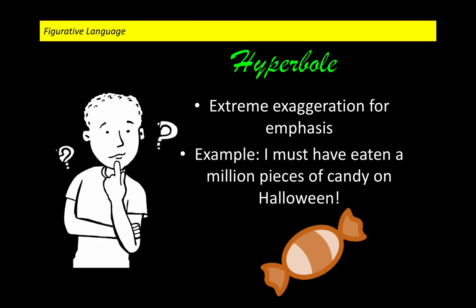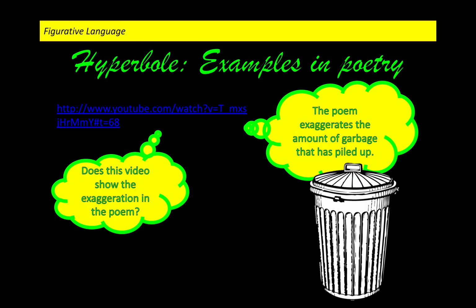And the last part that we're going to talk about is hyperbole. This is extreme exaggeration for emphasis. So for example, right now you could probably say, I have 1,000,000 assignments, because I know this is really overwhelming, but you probably really don't have 1,000,000 assignments. I have eaten 1,000,000 pieces of candy on Halloween. We're going to watch one more video that gives you some examples of hyperbole in poetry.